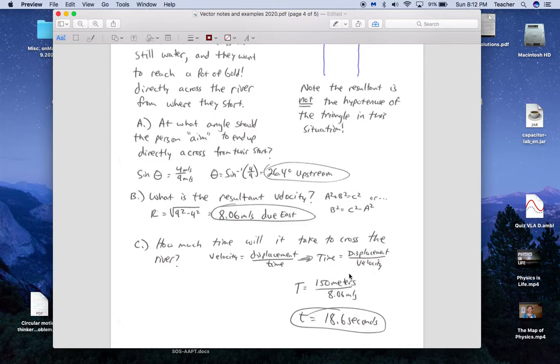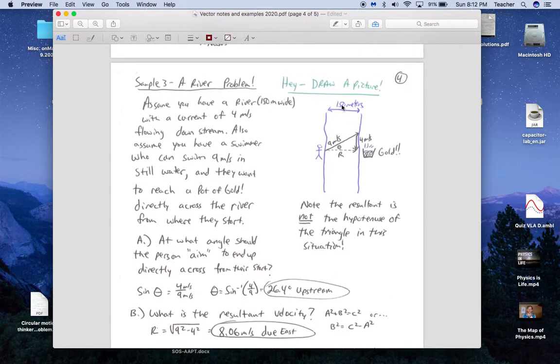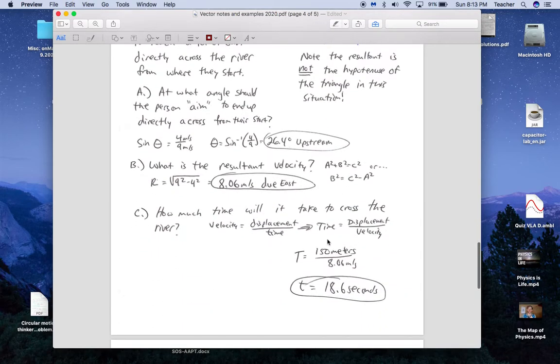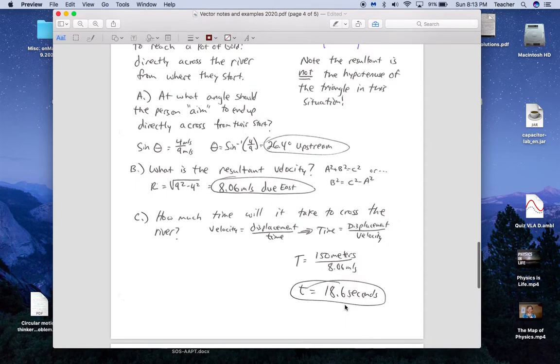So the units actually kind of work out there, because something in the denominator of a denominator is actually in the numerator. At any rate, when I do this, I get 150 meters divided by 8.06 meters per second gives me around 18.6 seconds for the swimmer to cross the river.